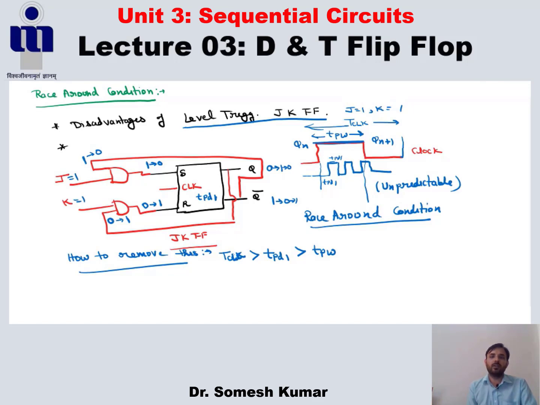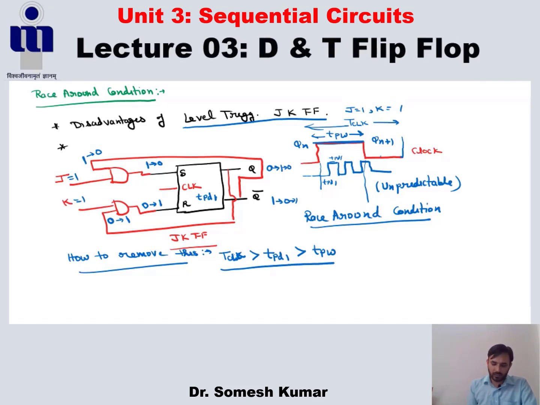Fine. The total clock period of this clock should be greater than this TPW, means here like this. Only in that case can this race around condition be removed. Second, the race around condition shall be removed only when we use the negative edge triggered or the positive edge triggered, means the edge triggered flip-flop. This condition does not exist in the edge triggered flip-flop. It only exists in the level triggered flip-flop.